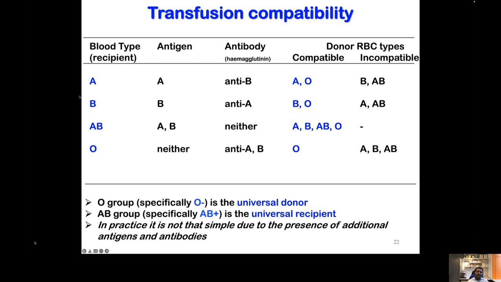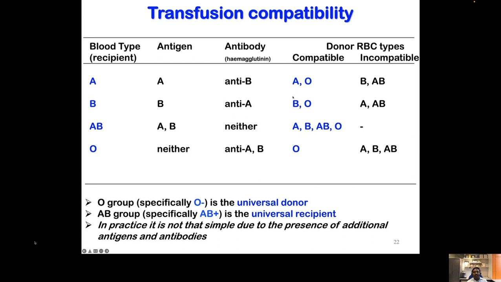If a recipient is blood group A, they will have A antigen and anti-B antibodies. Therefore, they are compatible with A blood group because that's what they have, plus O blood group because that doesn't have A or B antigens. They are not compatible with B and AB blood because those carry B antigen, and they have anti-B antibodies. So they cannot take B or AB because that will lead to mismatch. If the recipient is B, they will have B antigen and anti-A antibodies.